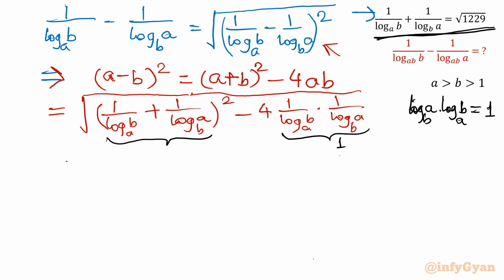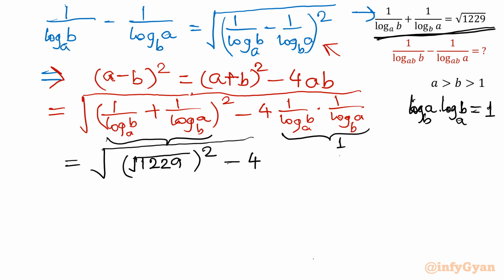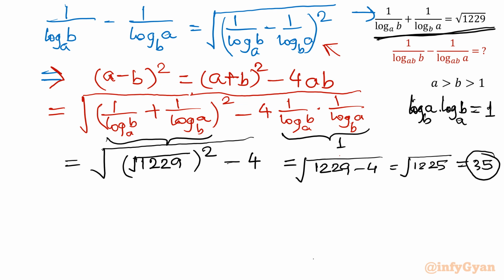So let me consider the square root of the bracket 1229 whole squared, minus 4. If I write this value, then I can write 1229 minus 4, the square root of 1225, which is 35. This is our answer without substitution.